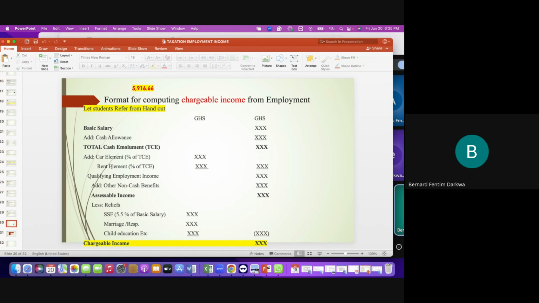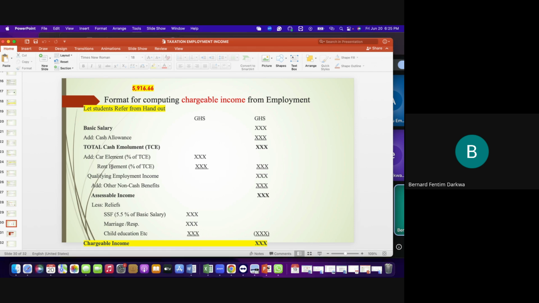We are solving questions now. This is the format. We have gone through all the things that we need to know, so we have to solve questions. I'll solve one question with you, then I'll give you some questions for you to solve for me, and we are done. Next meeting, we will start with capital allowance, another topic. So that's that. Let's solve this question.